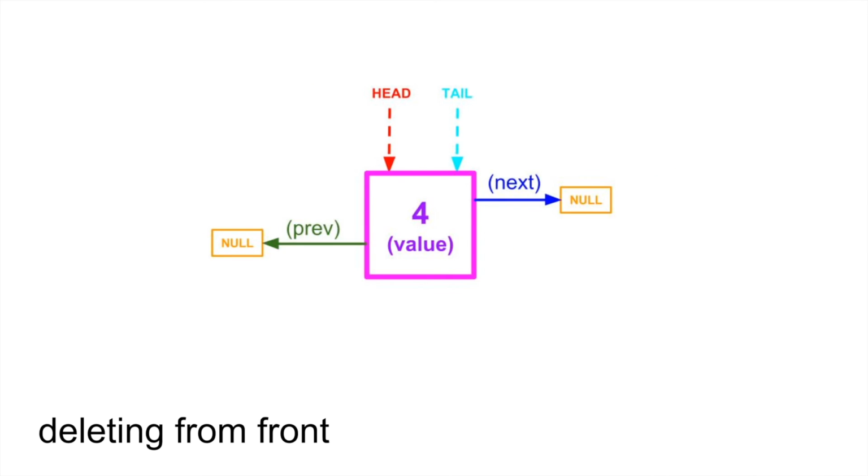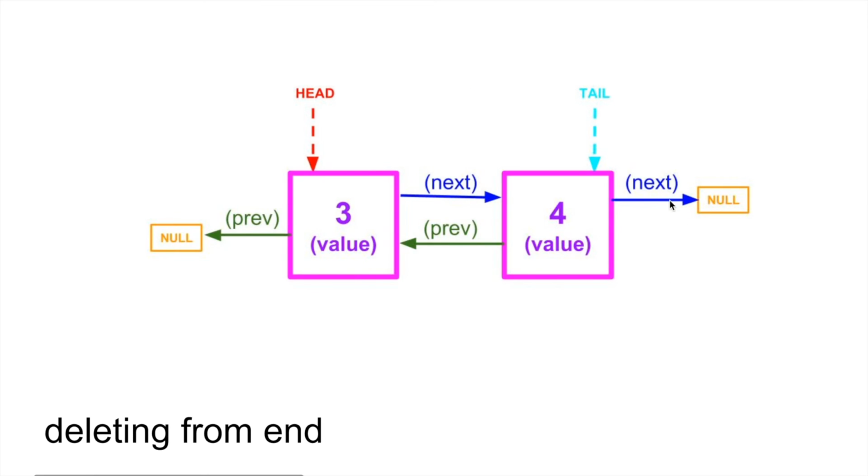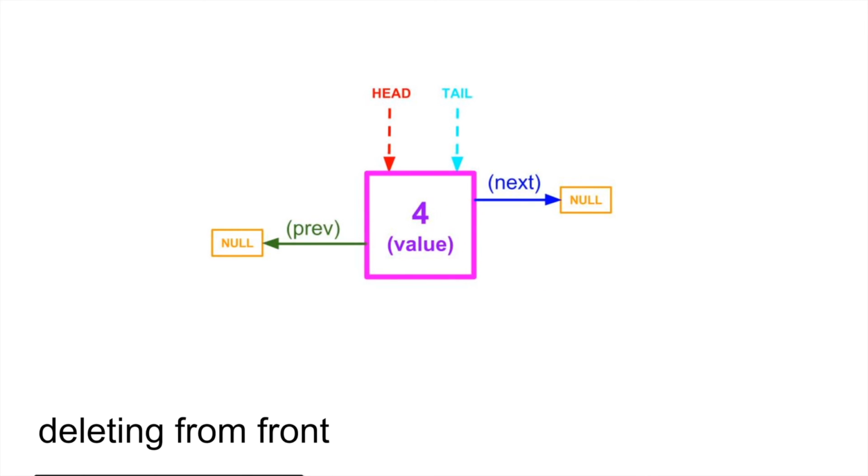In the same way, deleting from the front is the same. We have this 3 and then 4, and to delete the 3, we just set 4's previous to null and head to 4, and then it was gone. That's all deleting from the front looks like, the same as deleting from the back. It was super easy, and now we're back to this list of a single node with a value of 4, with head and tail pointing towards it.